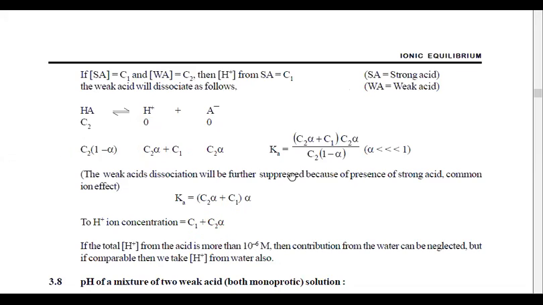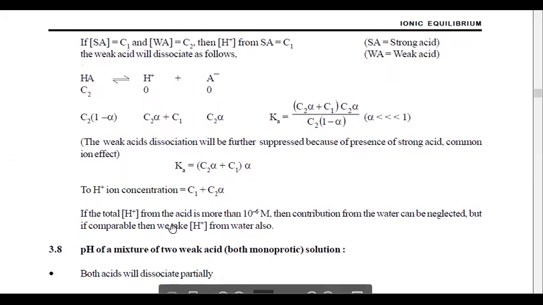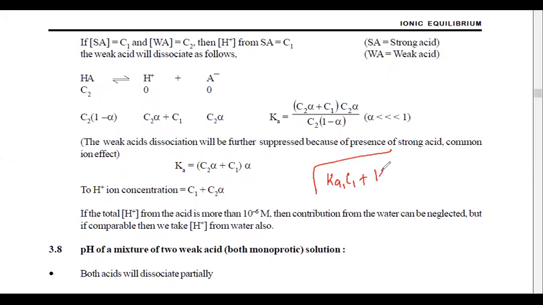Now, this is the thing that I have told you: the pH of a mixture of two weak monoprotic acids. I hope all of you remember the formula. Tell me, what is the formula, everyone? At least you should remember the formula. Ka1C1 plus Ka2C2, whole under root, right? That is the concentration of H plus. Yes or no?